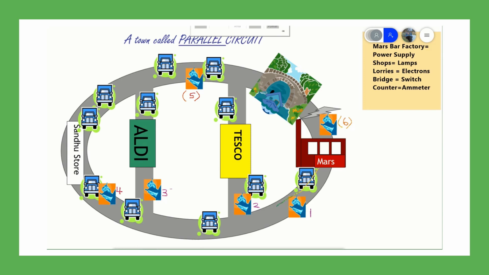Now my first lorry is going to go to Aldi. And it's going to go back along here over the bridge, fills up with Mars bars, and it's going to go to Aldi again. Over the bridge, then they're going to go to Sandu stores. Then they're going to go over the bridge, and then they're going to go to Tesco. And then they're going to go to Aldi again.